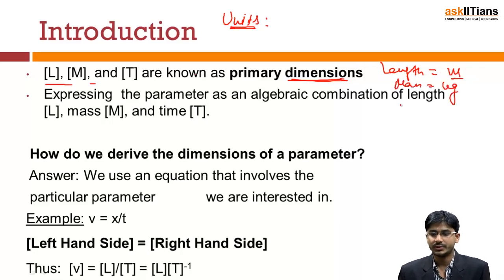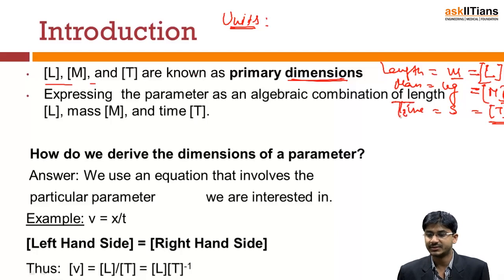As we know, for length the unit is meter, for mass the unit is kg, for time the unit is second. When we write in terms of dimension, we write length as L and put everything in square braces. In dimension we put everything in the square braces. Mass we write as M, and time we write as T, you can remember it from here.